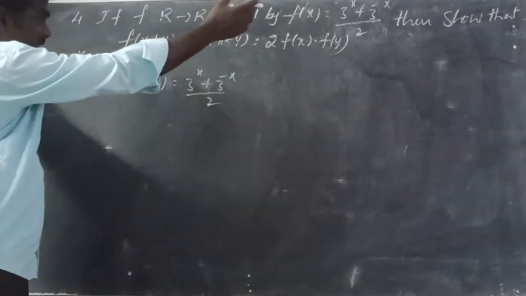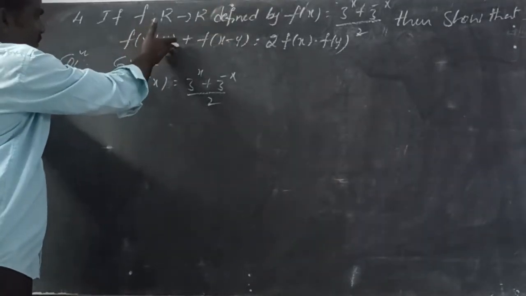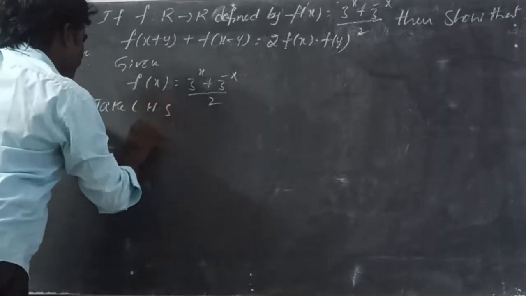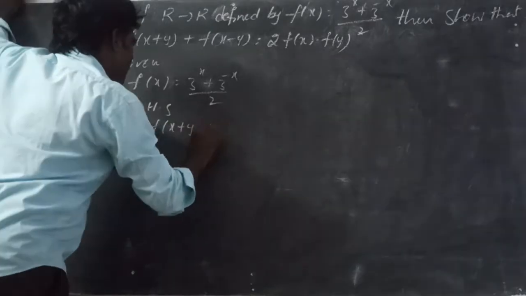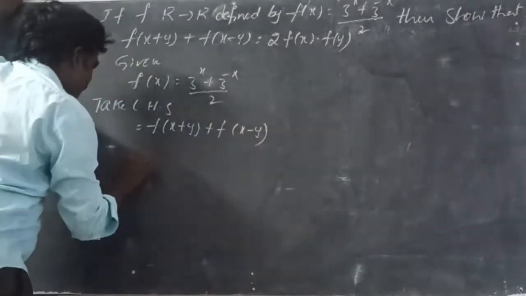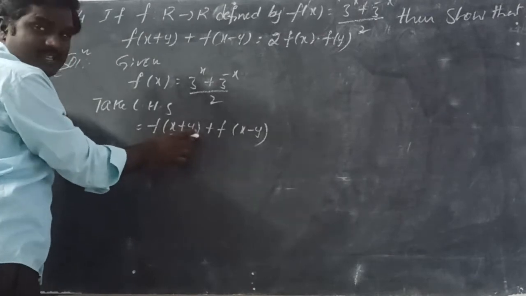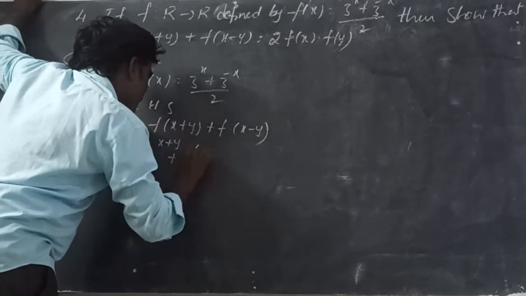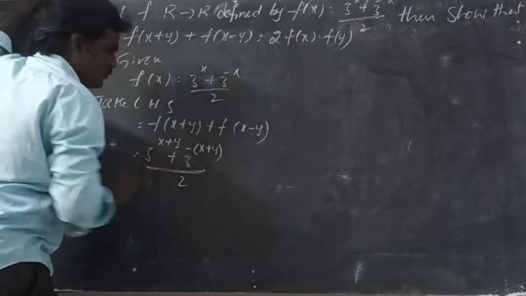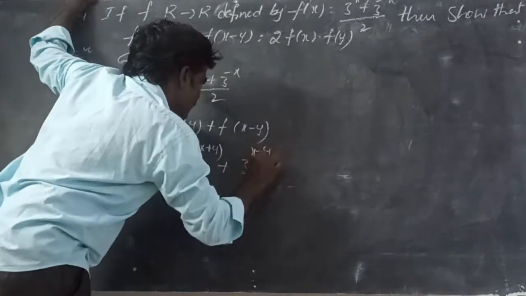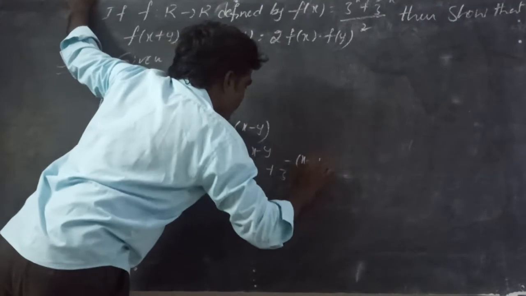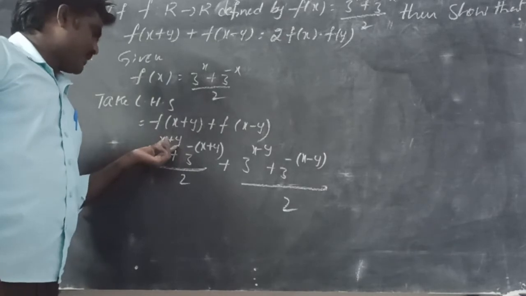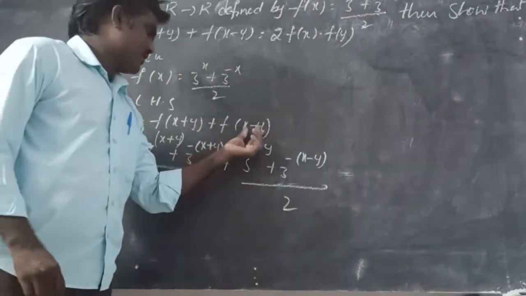Okay, so what are they asking to prove? That f of (x plus y) plus f of (x minus y). So take LHS: f of (x plus y) plus f of (x minus y). So for f of (x plus y), in place of x we can put x plus y. That is (3 power (x plus y) plus 3 power minus (x plus y)) by 2 plus (3 power (x minus y) plus 3 power minus (x minus y)) by 2. In the place of x you can put x plus y, and in the place of x you can put x minus y.